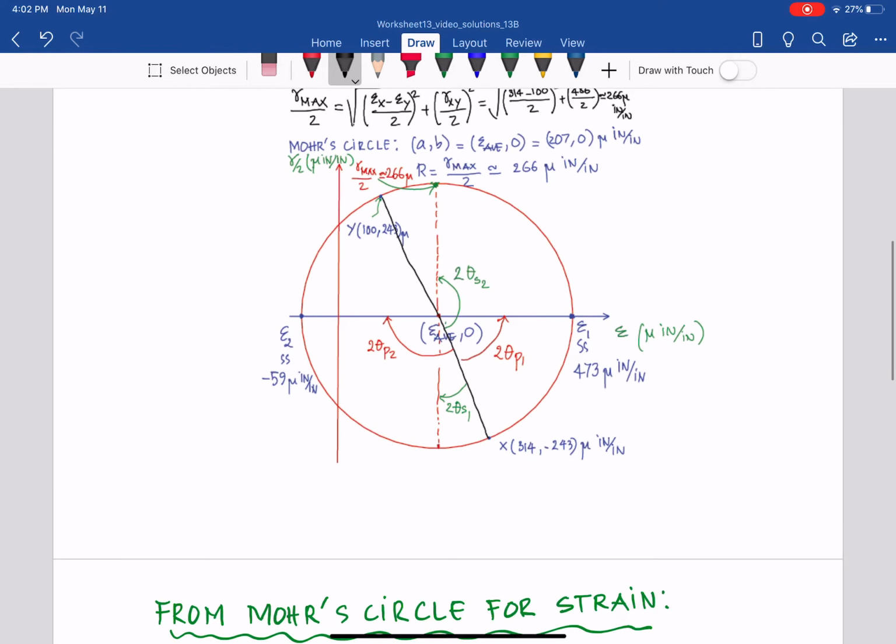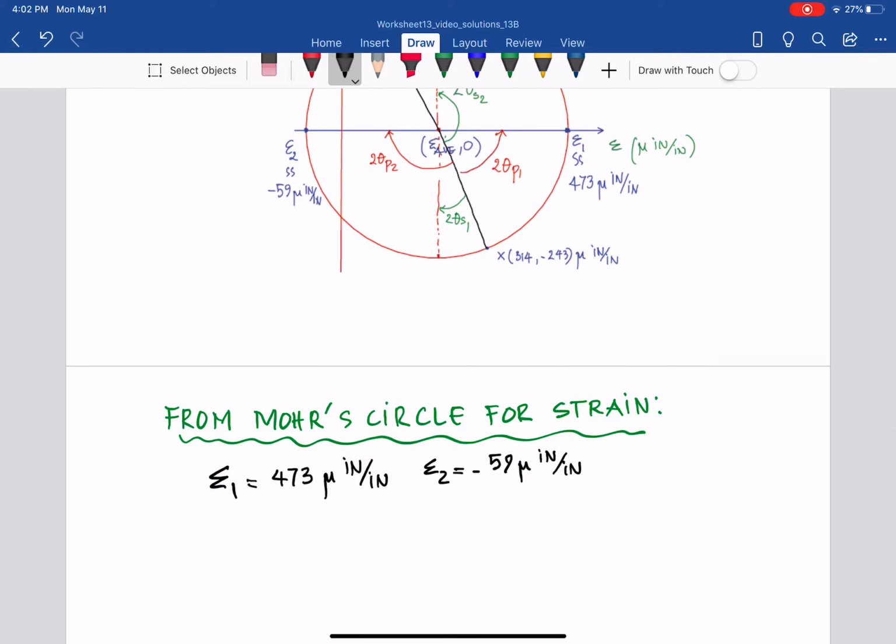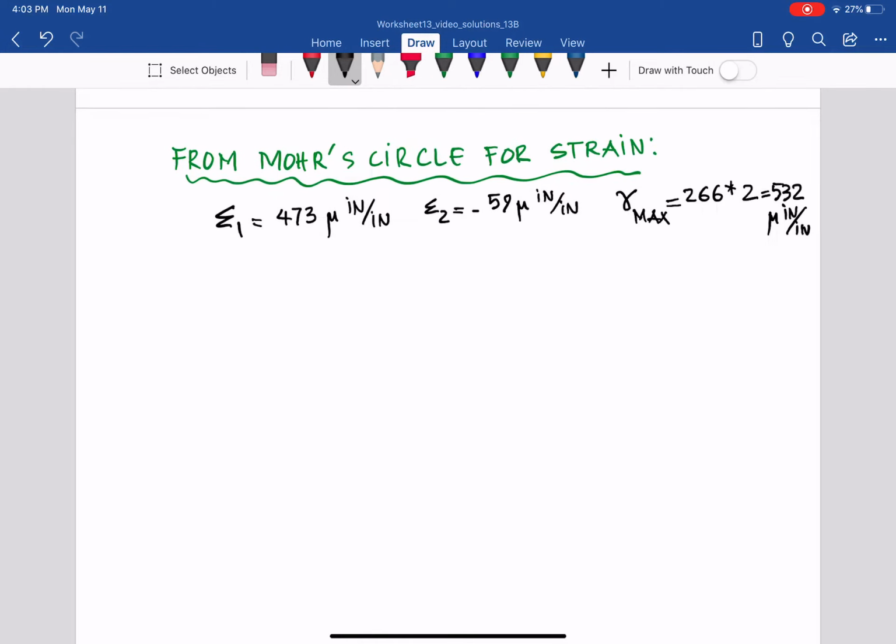So we have gamma max equal to 266 times 2. That equals 532 micro inch over inch. So we have all of that from the Mohr's circle.